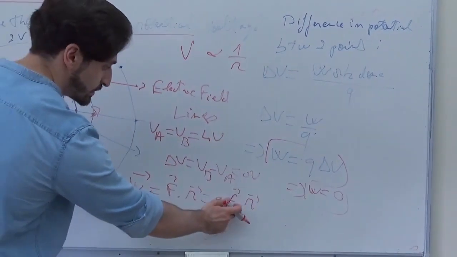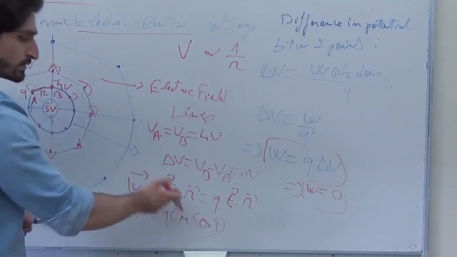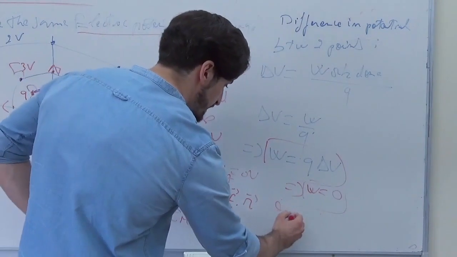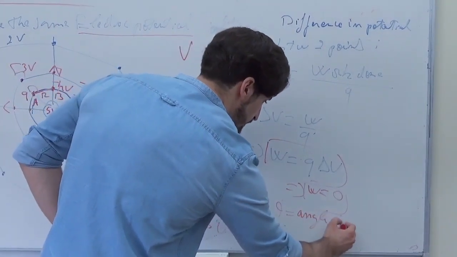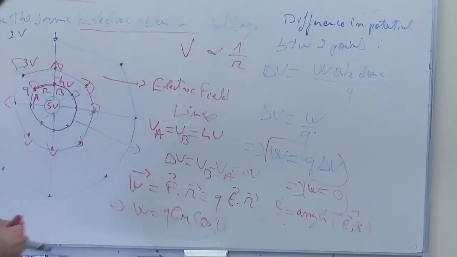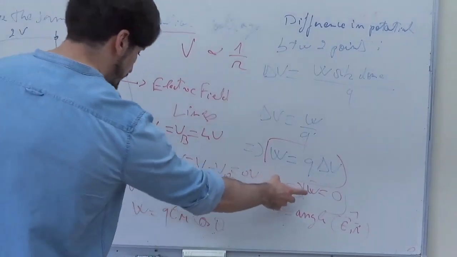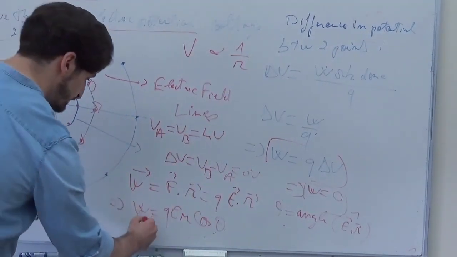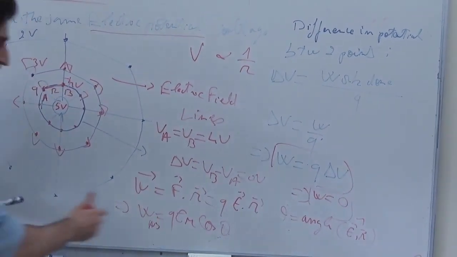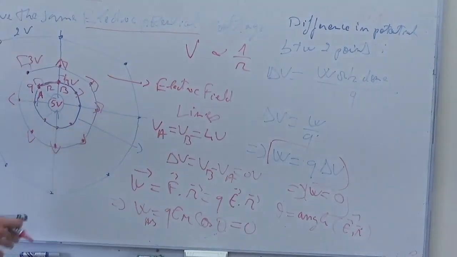So over here we have a dot product. The dot product would be the magnitude of the first parameter times the magnitude of the second parameter times cosine of the angle formed between them. So theta is actually equal to the angle which is formed between E and R. Moreover, we have proven previously that the work done between A and B along the same equipotential line is actually equal to 0. So that entire quantity is actually equal to 0.